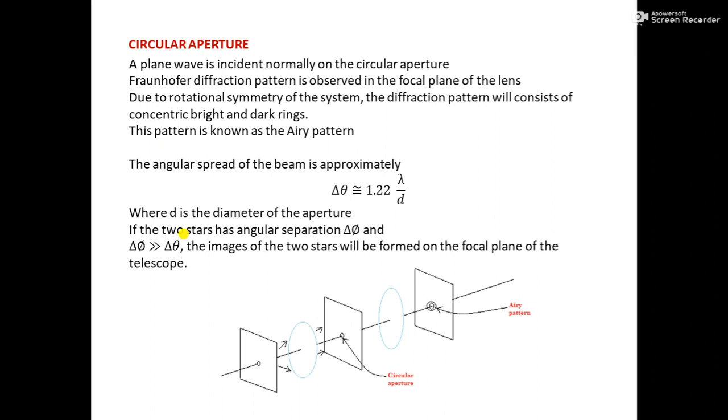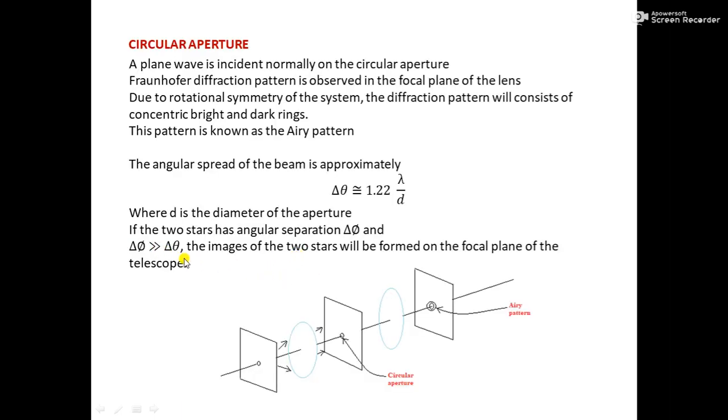If two stars have angular separation delta phi, and if delta phi is much greater than delta theta, the images of the two stars will be easily resolved. That is, we can see the two stars distinct, and separate images of the stars will be found on the focal plane of the telescope.